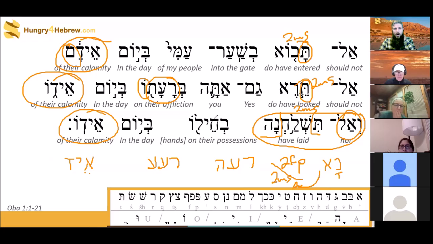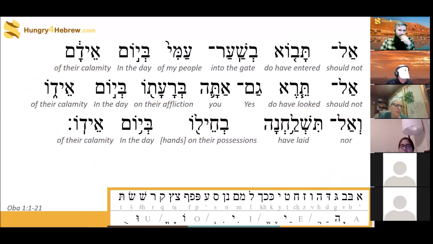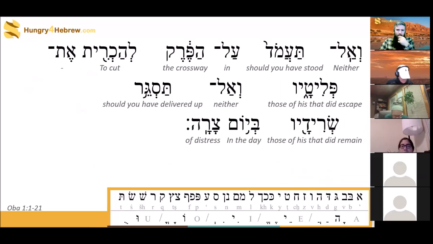B'chelo, their strength. So it's calling it possessions, but chel is strength, army strength. But you shalach, you sent his army. B'yom edo. That one's a little hard for me to translate from the Hebrew. My apologies.